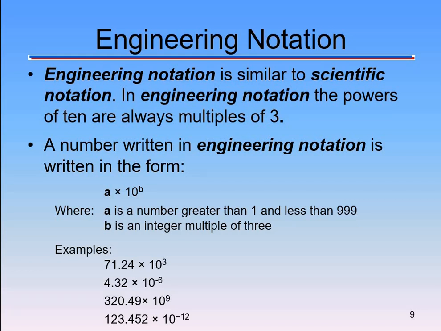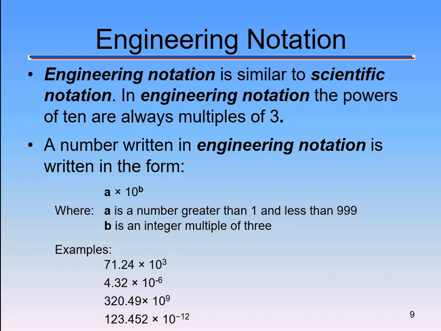Remember when we did scientific notation, we could move it however many places we needed, because we needed a single digit. When we do engineering notation, we have to limit it to moves of 3. Everything has to be a move of 3. The second part is that A is different here as well. With scientific notation, A could have been 1, 2, 3, 4, 5, 6, 7, 8, 9. That was it. With engineering notation, we can use the number 1 all the way up to 999. So we can have 3 digits in front of the decimal place. Okay, so that's really the difference.